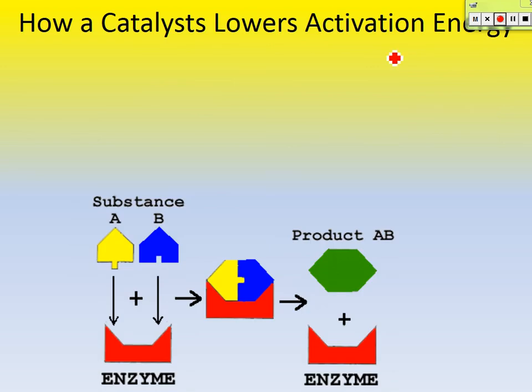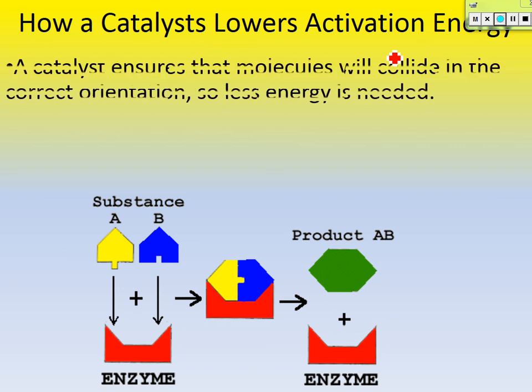Okay, but the question you might be asking yourself is, how does a catalyst make reactions go faster? So let's answer that question of how they work. Well, a catalyst will ensure that molecules collide in correct orientation. So it makes molecules collide with correct orientation. So less energy is needed.